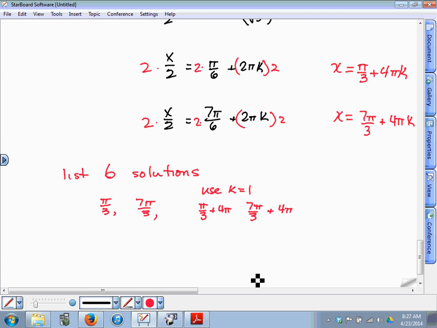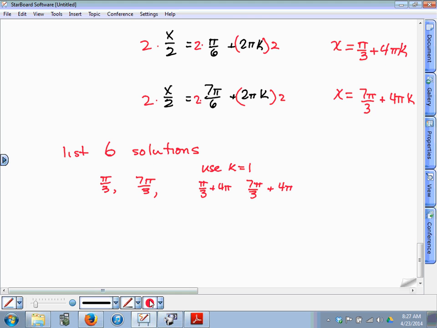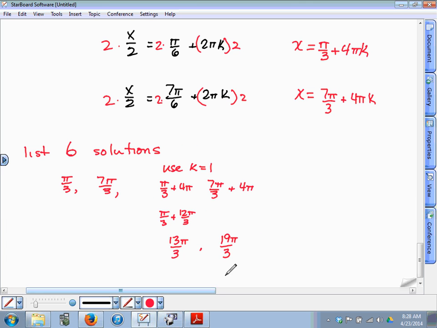Oh no, we're going to have to combine these. Okay, yeah, we're going to have to combine these. Pi thirds plus 4 pi. We're going to have to get a common denominator of 3. So this is going to be pi thirds plus 12 pi thirds. If you combine that, you get 13 pi thirds. Same thing over here. So if you just imagine it's going to be 12 pi over 3, 12 pi plus 7 pi is 19 pi. So 19 pi thirds. Hey, we have 4 solutions total.